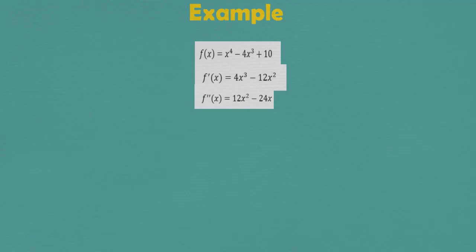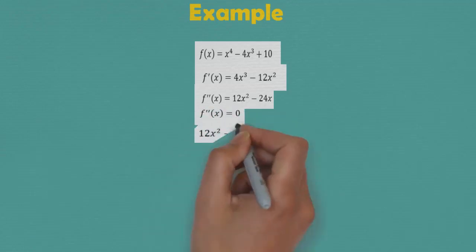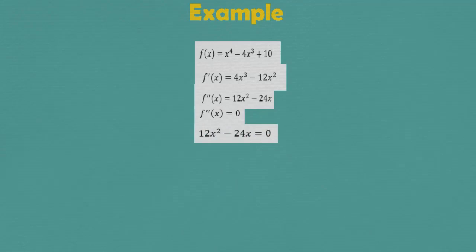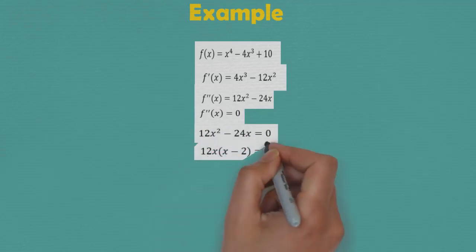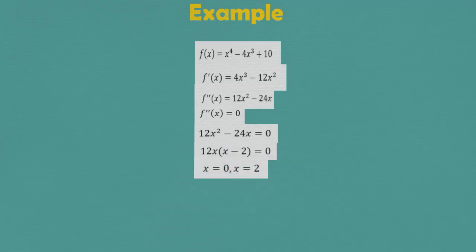12x square minus 24x. So setting the second derivative equal to 0, that is 12x square minus 24x is equal to 0. Taking out 12x as common and solving it for x, the values of x come out to be x is equal to 0 and x is equal to 2. So these are the 2 points at which the second derivative is 0. And there is no other point at which the second derivative does not exist. Therefore, we will look for inflection point at these 2 points.